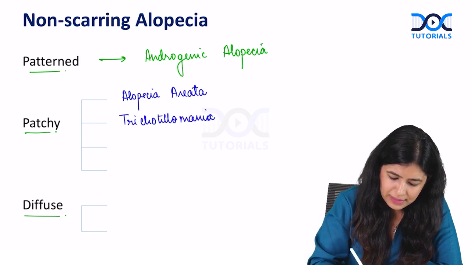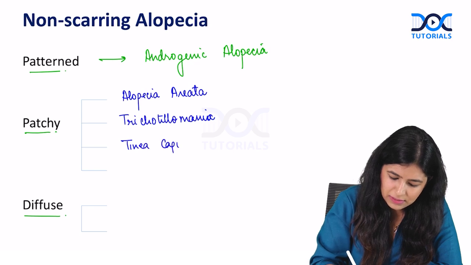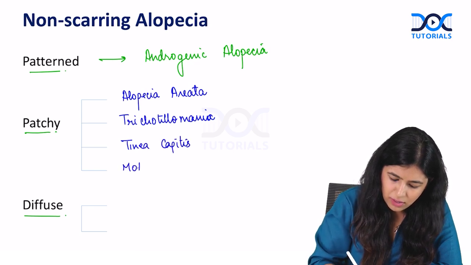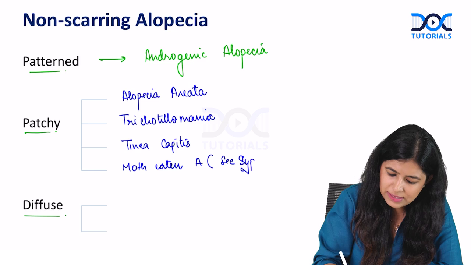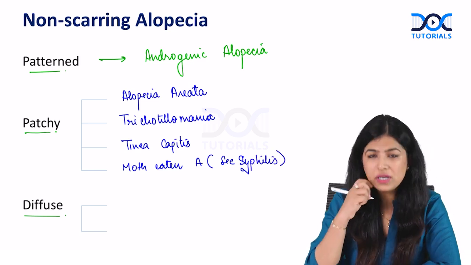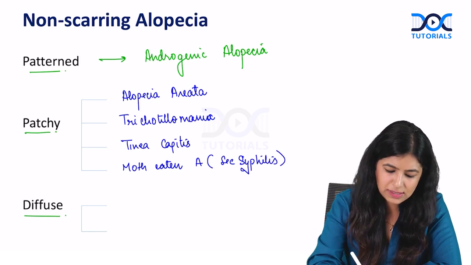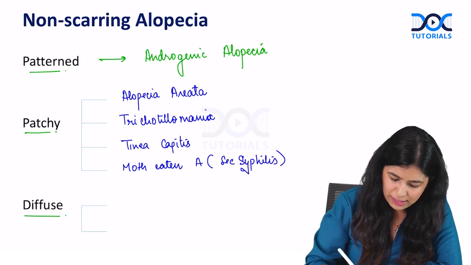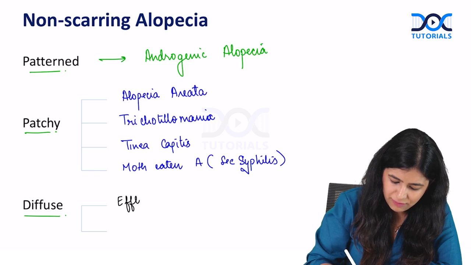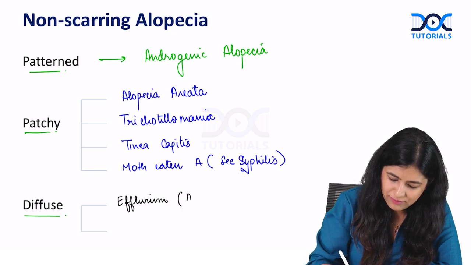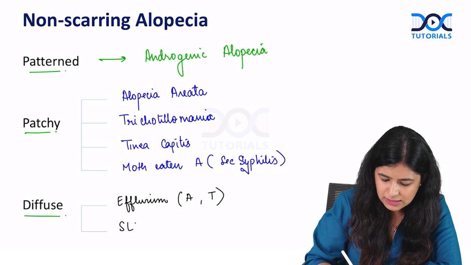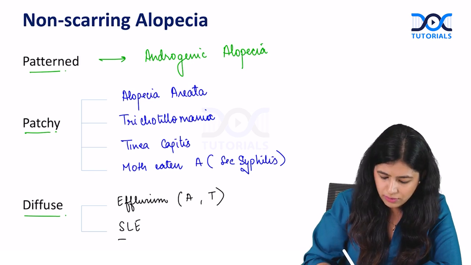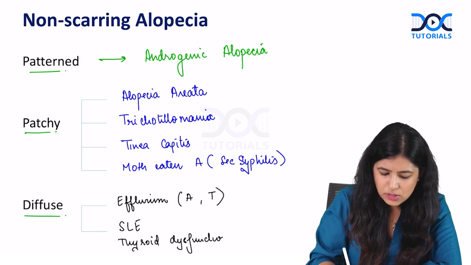trichotillomania, Tinea Capitis, and the moth-eaten alopecia, which you see in secondary syphilis. So these are the important types of patchy alopecias. Now coming to the diffuse alopecias. In diffuse, number one, we have the effluviums, where we have the Anagen and the Telogen effluvium. And then we see diffuse alopecia in patients suffering from SLE or thyroid dysfunction.